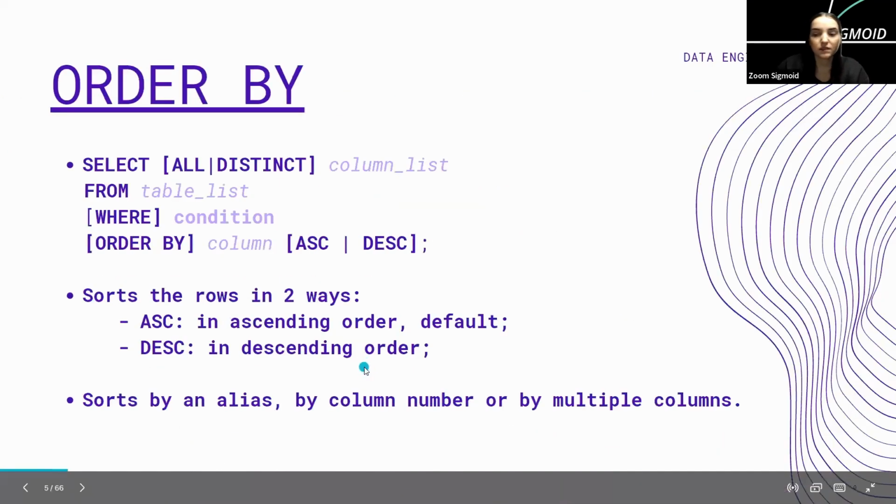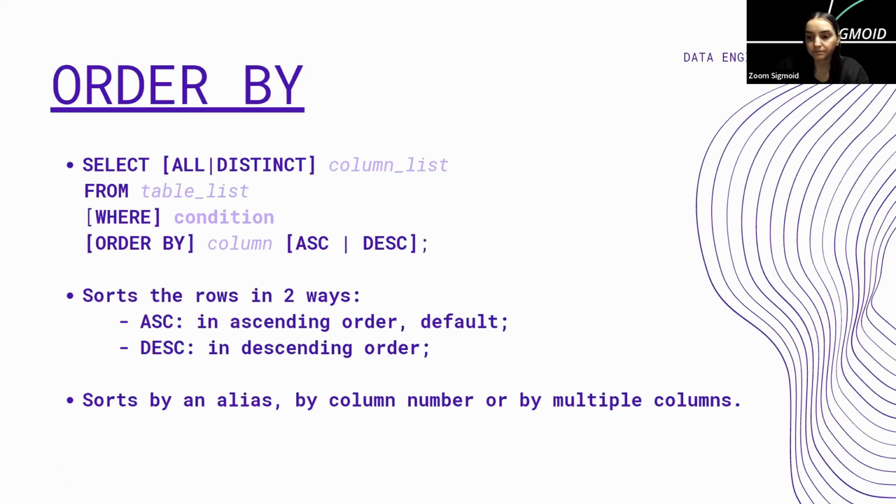So let's go next with the order by clause. The order of rows that are returned in a query is undefined. So we have a bit of a messy order of data. But here comes the order by clause, which can be used to sort the rows. We can specify a column, or multiple columns here. And you can also specify the order, ascending or descending.